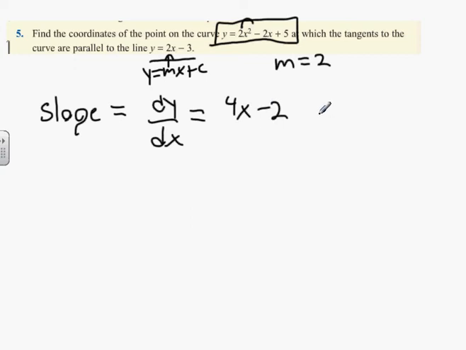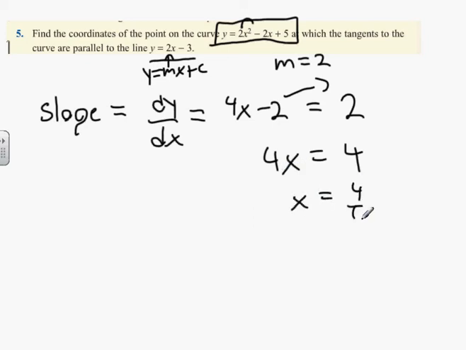Remember, your derivative has to equal what, guys? Your derivative equals your slope, which equals 2. Then bring the 2 over the other side. 4x equals 4. Divide 4 by 4 and you get x equals 1.